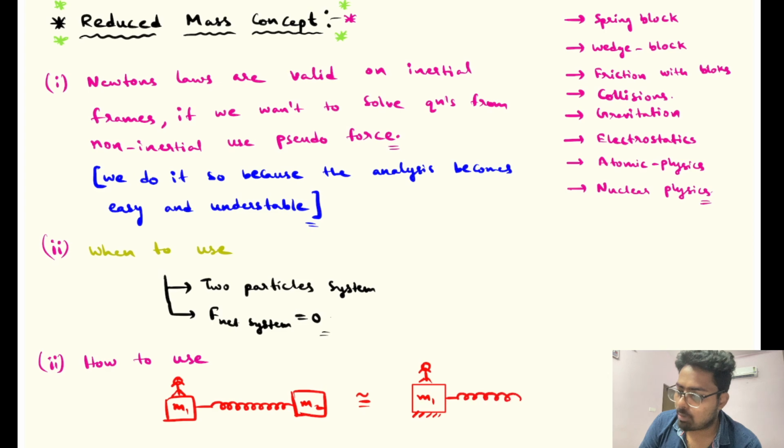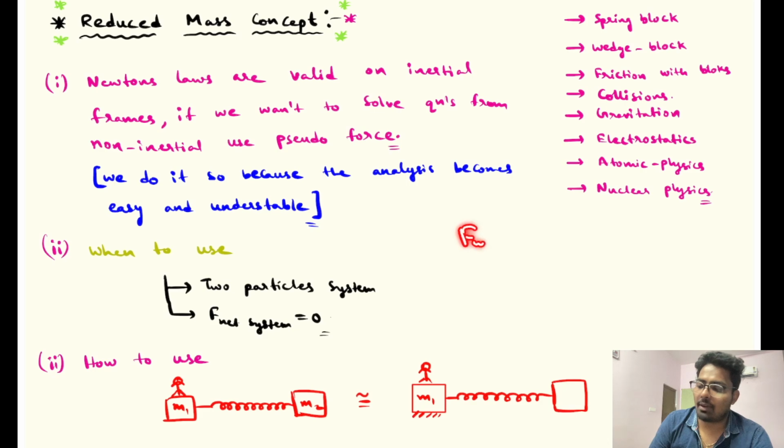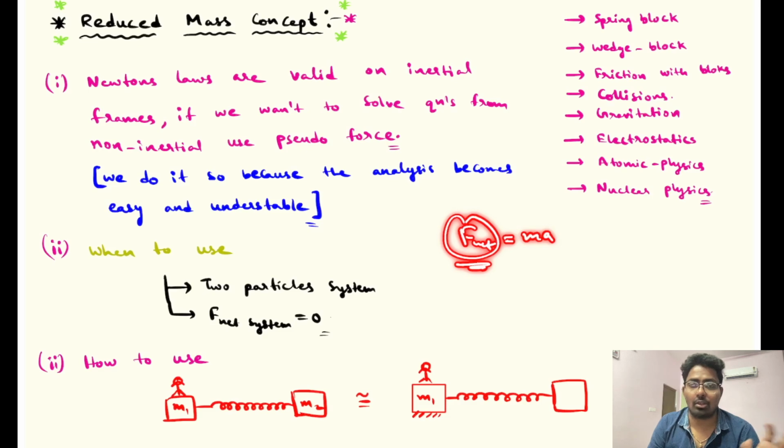Then the other block is there, right? The other block's mass should be changed. Okay, Newton's second law is what? F net equals ma. And you know that the real forces acting on the body shouldn't be changed. Earlier, Newton's second law you were correcting by the help of what? Changing the acceleration. That means indirectly applying the pseudo force.